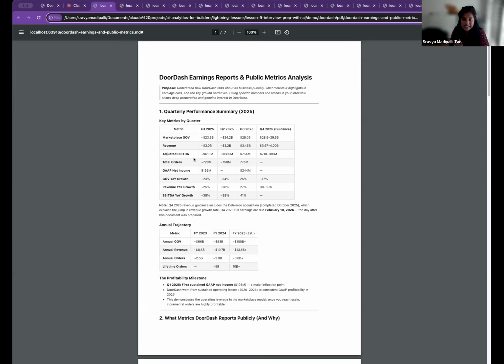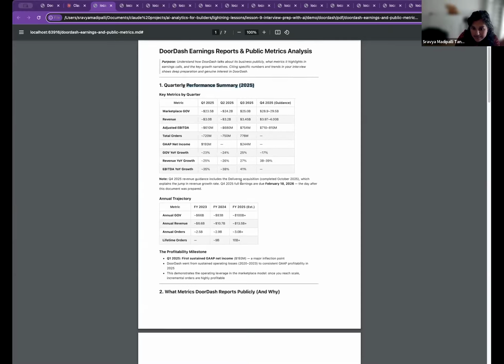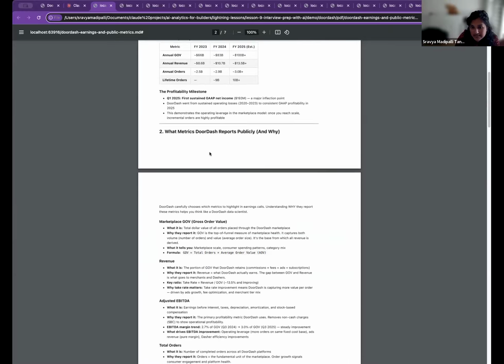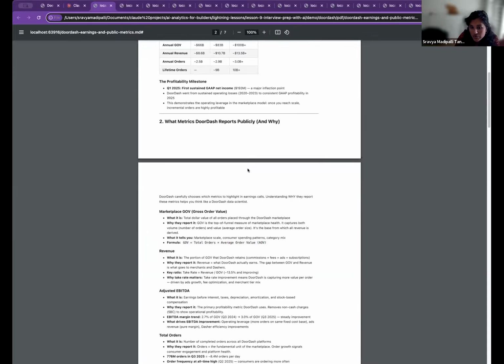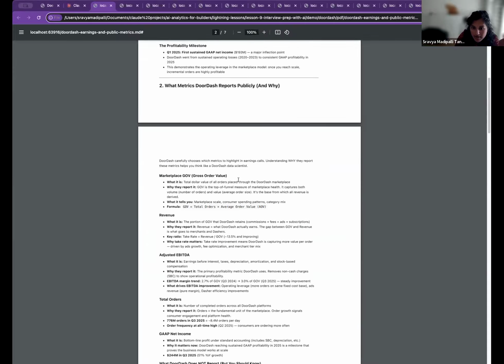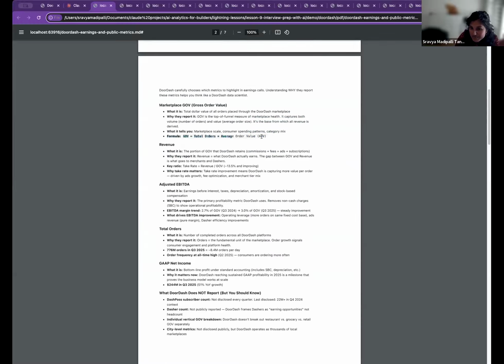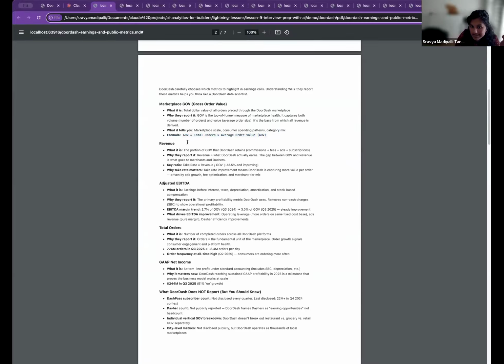So look at what it did. DoorDash earning reports and public metric analysis, quarterly performance summary 2025. It went through the entire thing. It gave me what metrics DoorDash reports publicly: Marketplace GOV, gross order value. It gives you the formula. It goes beyond what's obviously available. This is something that it helped you understand.